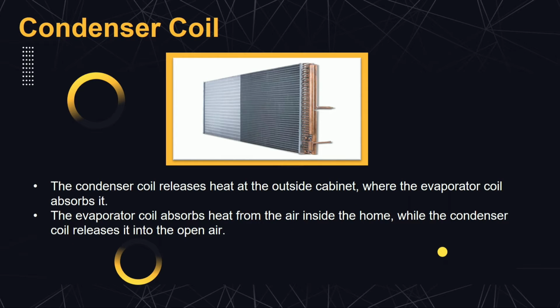The last component is condenser coil. The condenser coil releases heat at the outside cabinet where the evaporator coil absorbs it. The condenser coil is identical to the indoor evaporator coil, except the evaporator and condenser coil on an air conditioner are inverted. The evaporator coil absorbs heat from the air inside the home, while the condenser coil releases it into the open air.